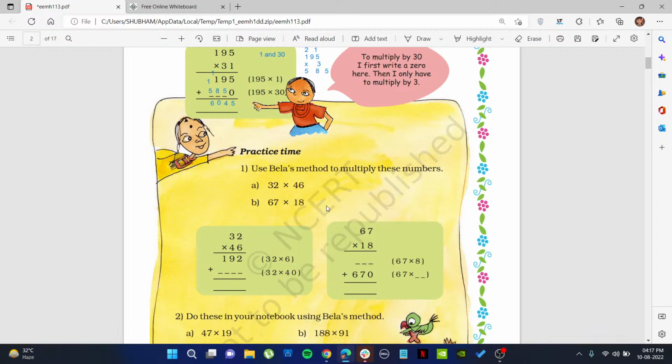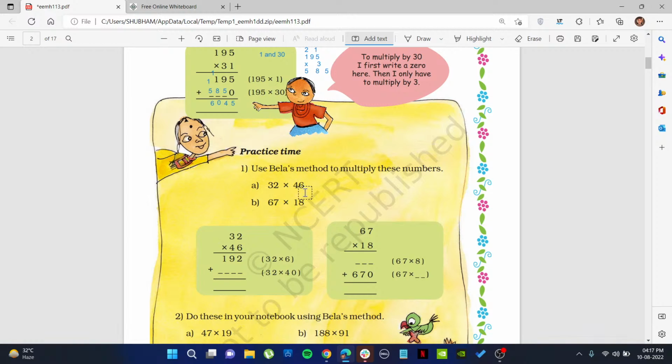So here we can see question A. It is given 32 times 46. So what are we going to do first? 46 comprises 40 and 6. Let's write it here first. We need to multiply 46 with this 32.